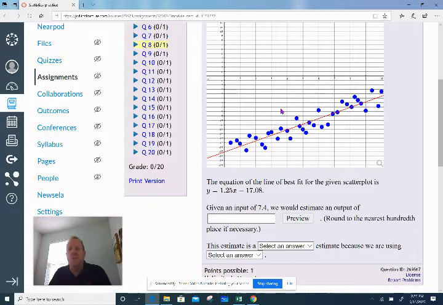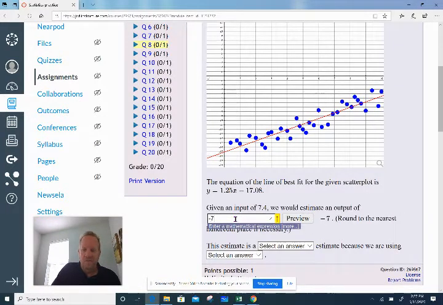So this one says my equation is y equals 1.25x minus 17.8. So I'm going to go ahead and plug in my input of 7.4. So 1.25 times 7.4 minus 17.08 gives me a total of negative 7.83. Okay, so there's my answer. I'm not going to enter anything yet.